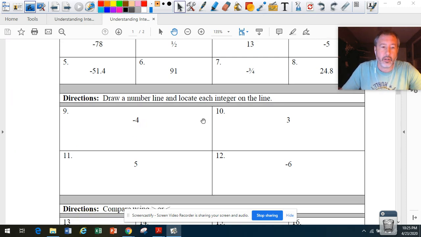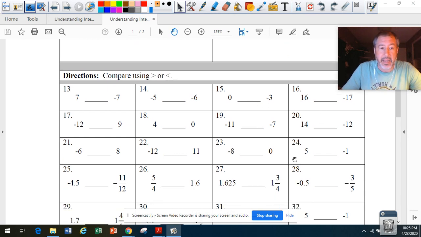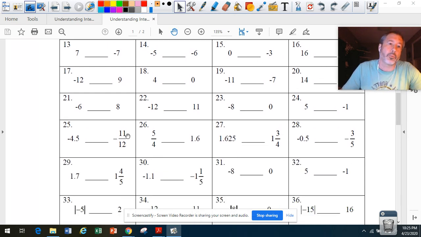Okay, let's scroll down and see what else we have here. Comparing. You're going to use either greater than or less than. These are all pretty basic. What you're probably going to have to use here is division. I know some of you are going to use a calculator to see what 11 divided by 12 is. But what do we not forget here? We do not forget this is a negative. Make sure you check that out. So that's pretty basic there.